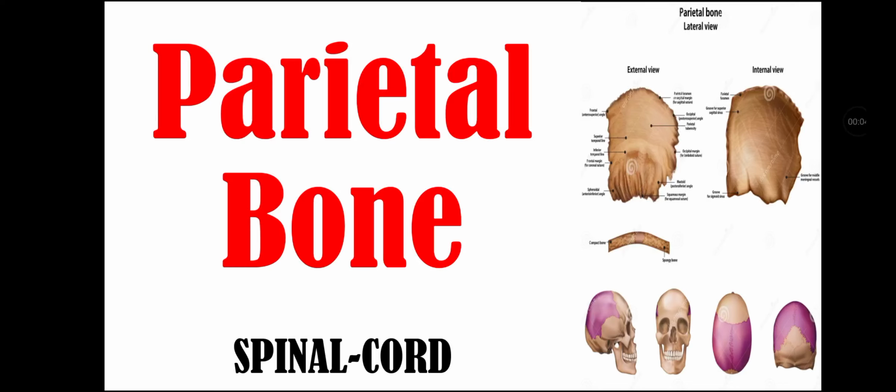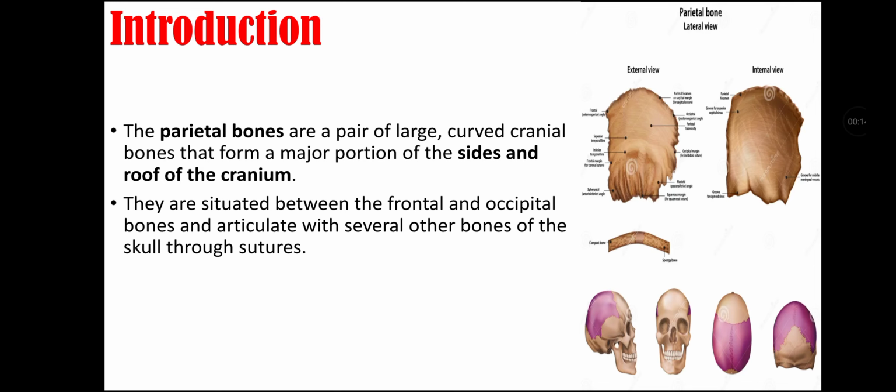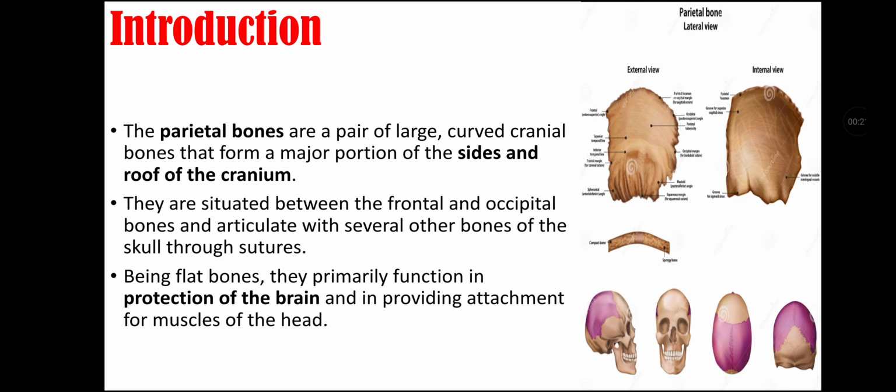Today we are going to talk about parietal bone. So let's start the topic with introduction. Parietal bones are a pair of large curved cranial bones that form a major portion of sides and roof of cranium. They are situated between the frontal and occipital bone and they articulate with several other bones of skull through sutures. Being flat bones, the primary function is protection of brain and in providing attachment for the muscles of the head.